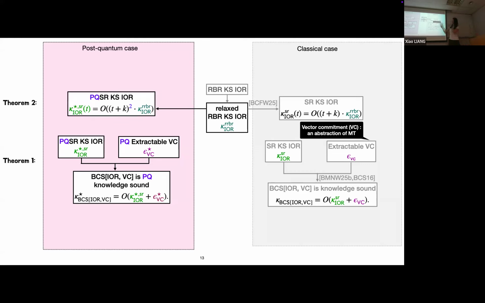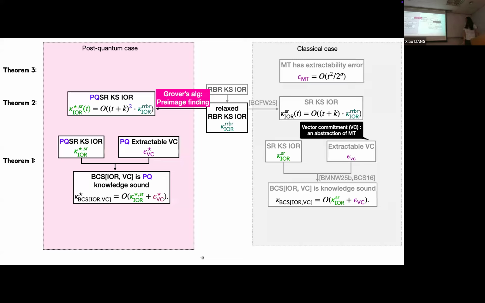In our case, we also show that this implication works for our definition of the PQSR knowledge soundness. So basically, our definition is implied by some classical soundness definition, by the round-by-round soundness definition. And here you have some quadratic speedup, and the intuition comes from Grover's algorithm, which we'll talk about next.